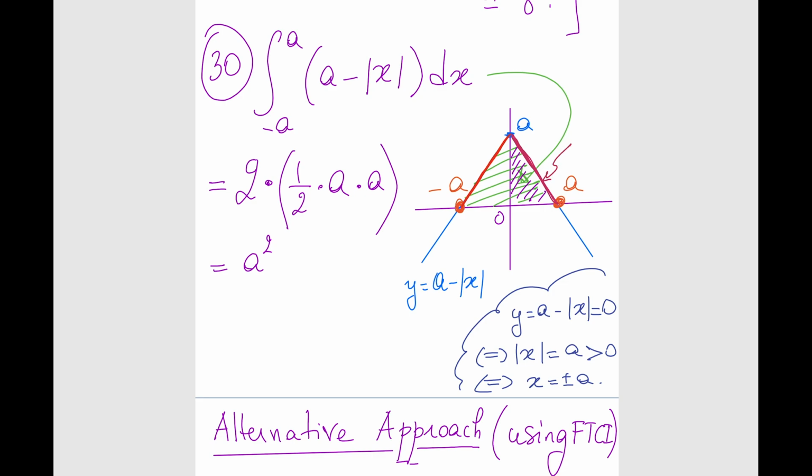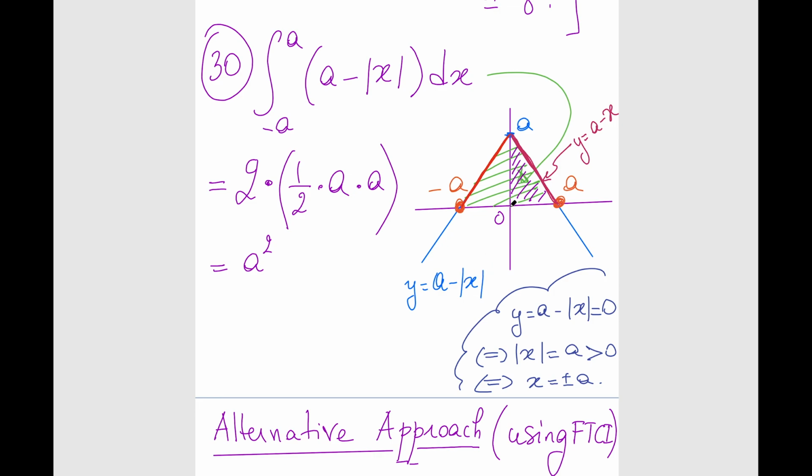What is this piece? This is when x is positive, right? Or non-negative. What's the absolute value of x if x is non-negative? It's x, right? So that piece is y equals a minus x. Agree with that? Remember, absolute value of x by definition is x if x is non-negative.